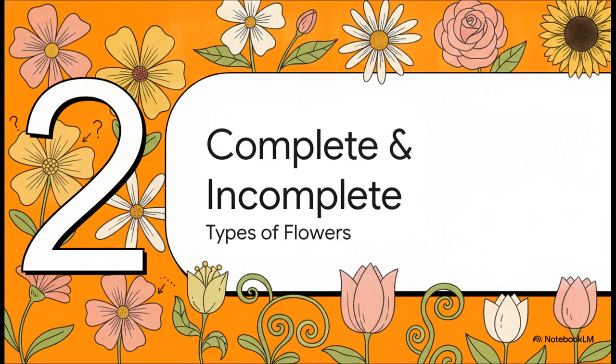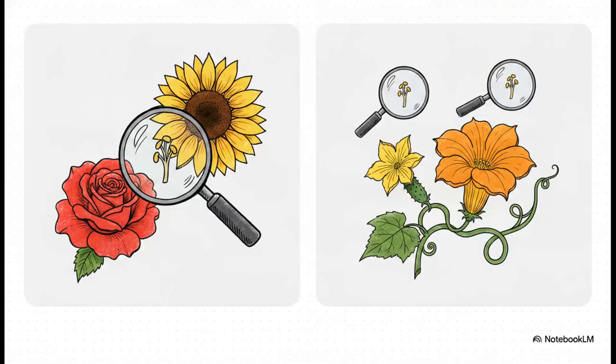Moving on to Section 2, complete and incomplete flowers. Now, you might be wondering, do all flowers have that exact same anatomical lineup? Actually, no. Based on their reproductive parts, flowers are generally classified into 2 main types. Bisexual flowers have both the male stamen and the female pistil right there in the same flower. Because they have all 4 whorls, they're called complete flowers. Think of a rose, a sweet pea, or a sunflower.